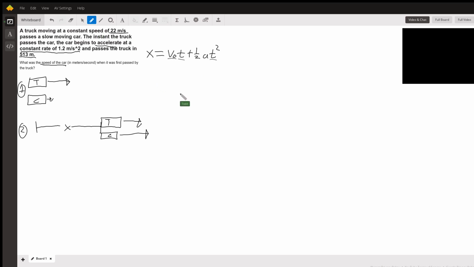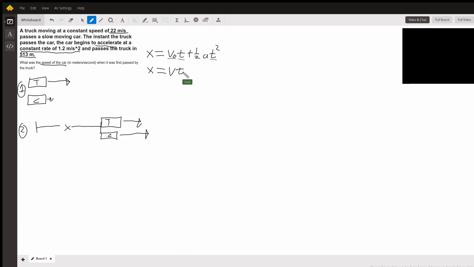We can get a second equation by considering the truck. Right, so the truck travels at a constant velocity, goes the 513 meters, and takes some amount of time. So an equation that relates constant velocity, time, and distance looks like this: x is equal to v times t. Right, and so we now have two equations, two unknowns. We should be able to solve this.